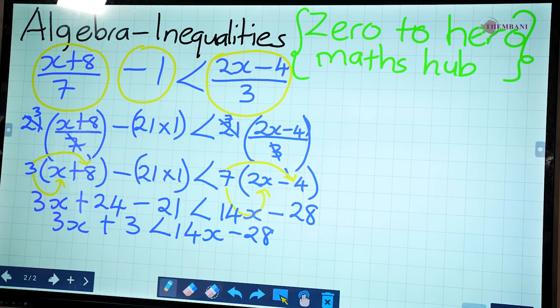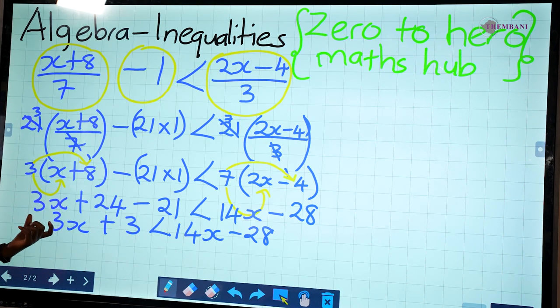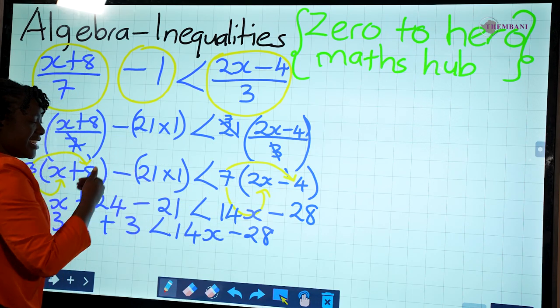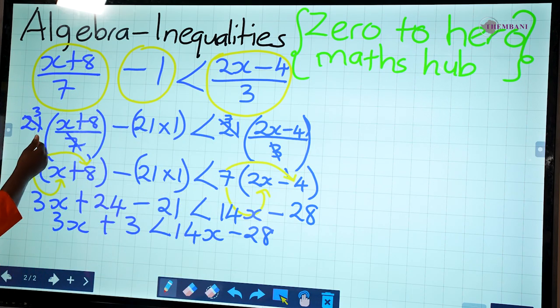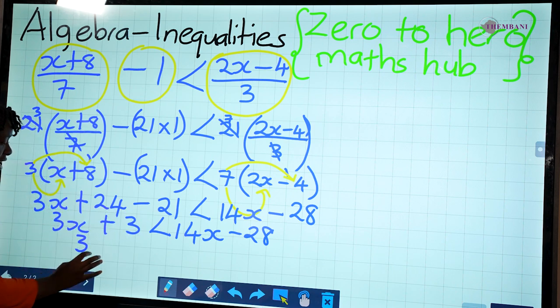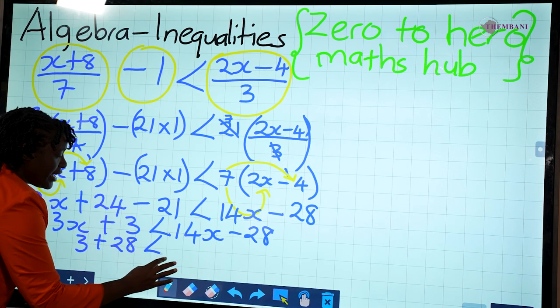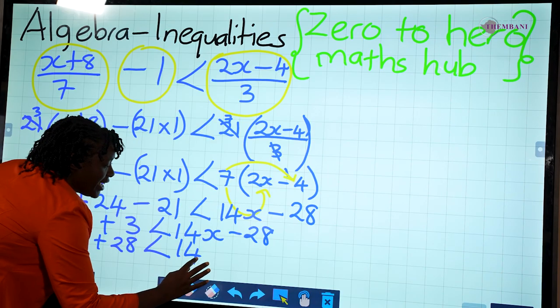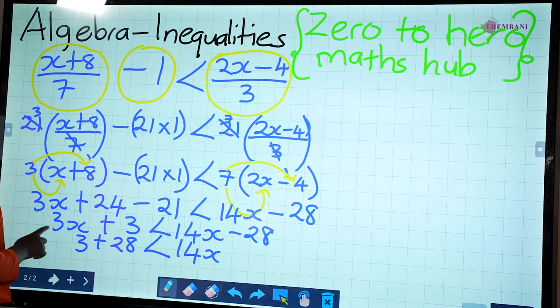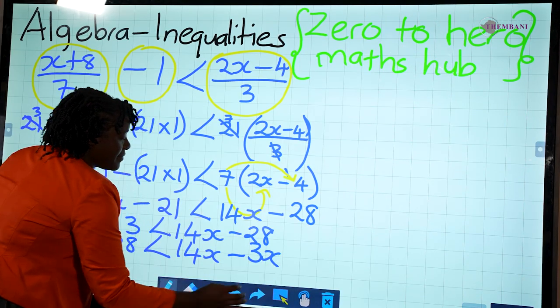So for me to avoid negatives, I'm going to move this 3 to the 14. So if this 3 moves to the 14, it was a positive, it becomes a negative. And I'm going to move this 28 this side. It was a negative, it's going to become positive. So I have 3, which is this 3 plus 28 is less than my 14x. This positive 3x becomes a negative 3x.